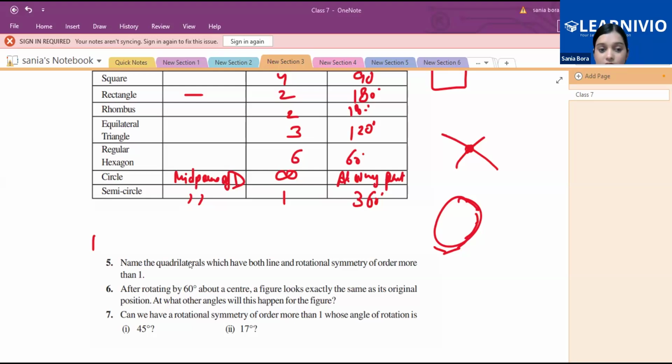After rotating, name the quadrilateral which has both line and rotational order. Who will tell me? Ma'am, the first one, the fifth one, right? Yes. Ma'am, square, rectangle, and rhombus. Correct. Everybody? Yes, ma'am.